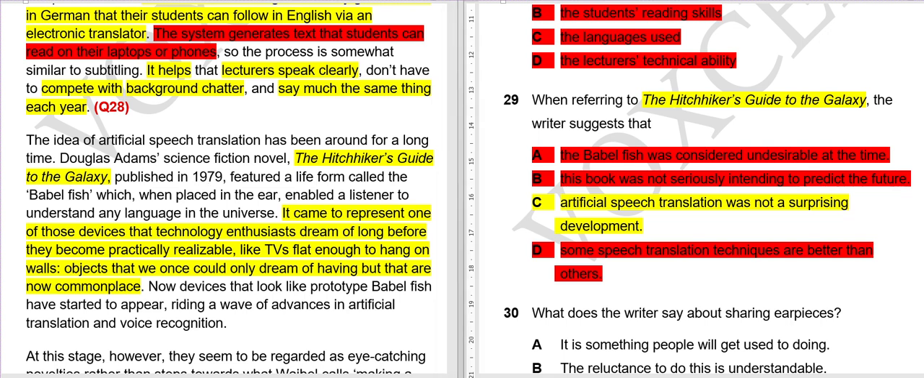Oh, hopefully it is clear. So let me first mark it. Let me mark the location here. This is question number 29.